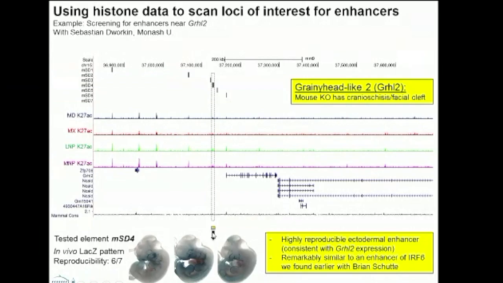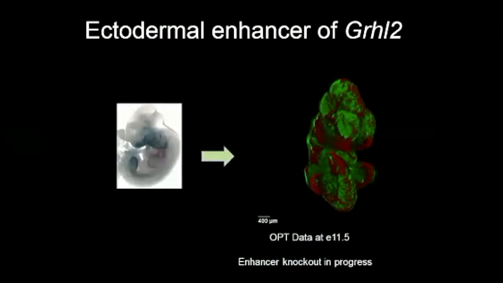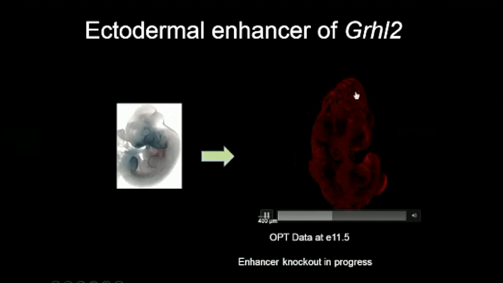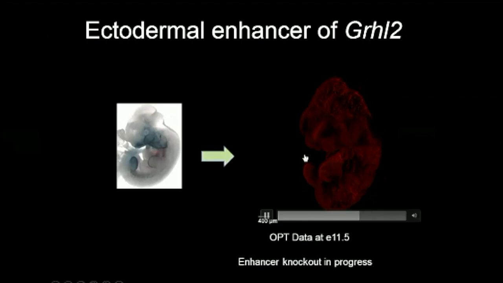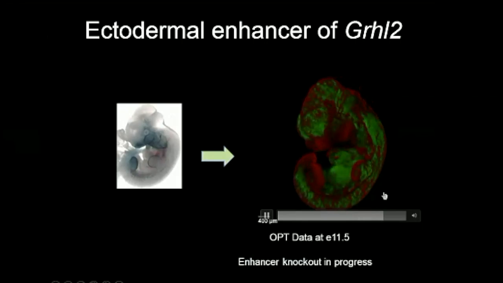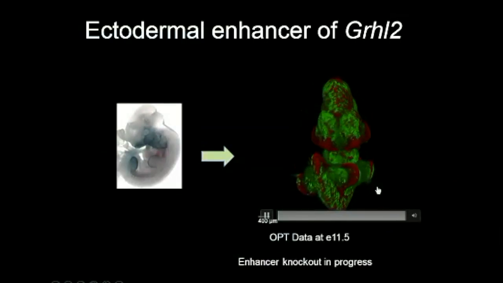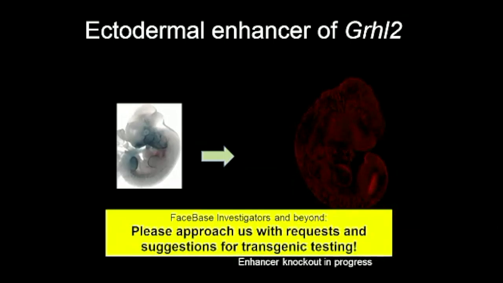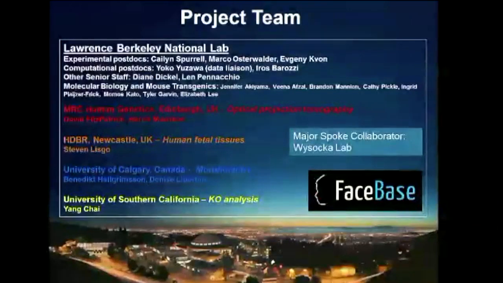looks really interesting. We have now OPT data for this that confirms that this is expressed in the ectoderm and particularly strongly in the facial prominences as well as the limbs, and we're currently following up on this in detail. And I think I already went over time, so I won't read out all of the collaborators, and I'll just leave this up here while I take questions.